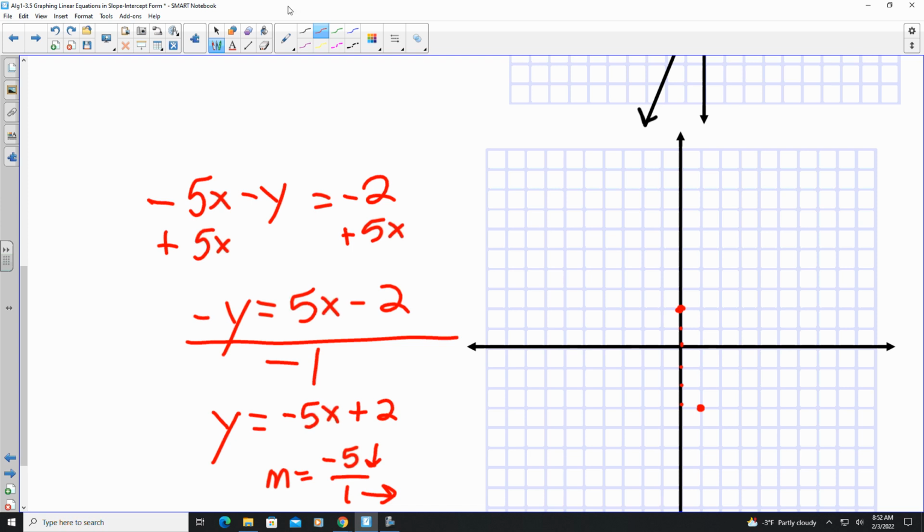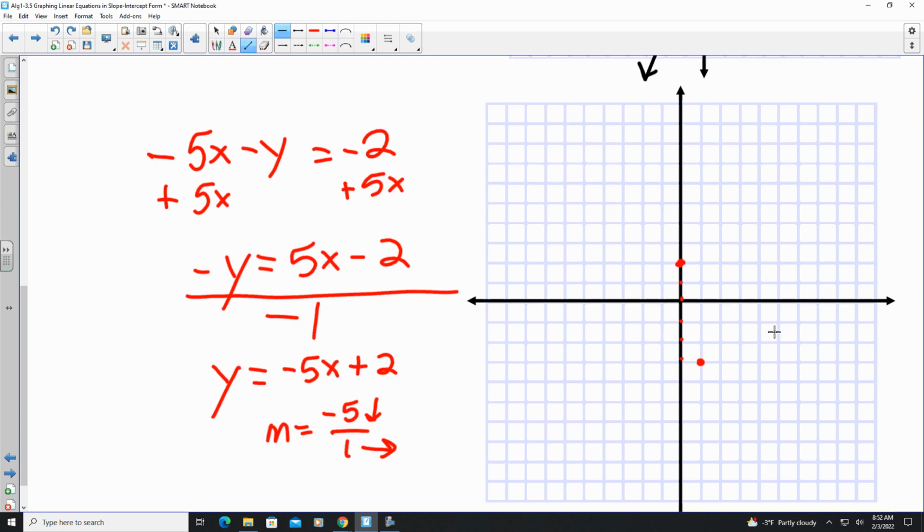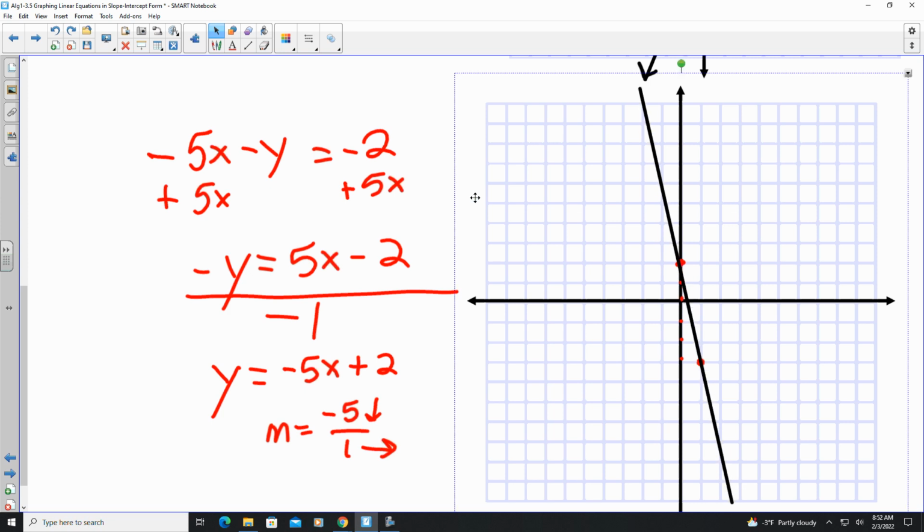So here are my 2 points. I have enough information to make my graph, and I connect the 2 points. So this is the line y = -5x + 2. Y-intercept here, slope goes here.